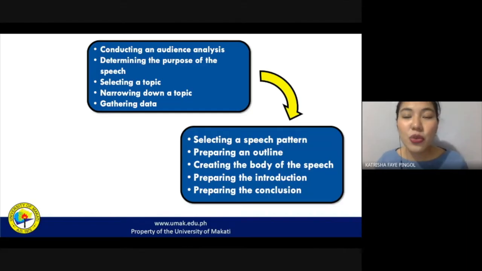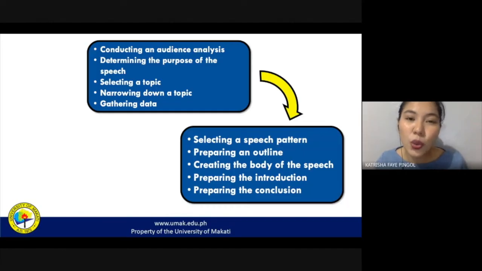Now, it is often suggested that you don't start first with your introduction, because your introduction is something that should be catchy. Start first by creating the body of your speech, okay? Why is it suggested this way? It is suggested because more often than not, since we really want to catch our audience's attention, we spend too much time thinking, preparing our introduction. So it consumes a lot of time on the end of the speaker, on the end of the writer.